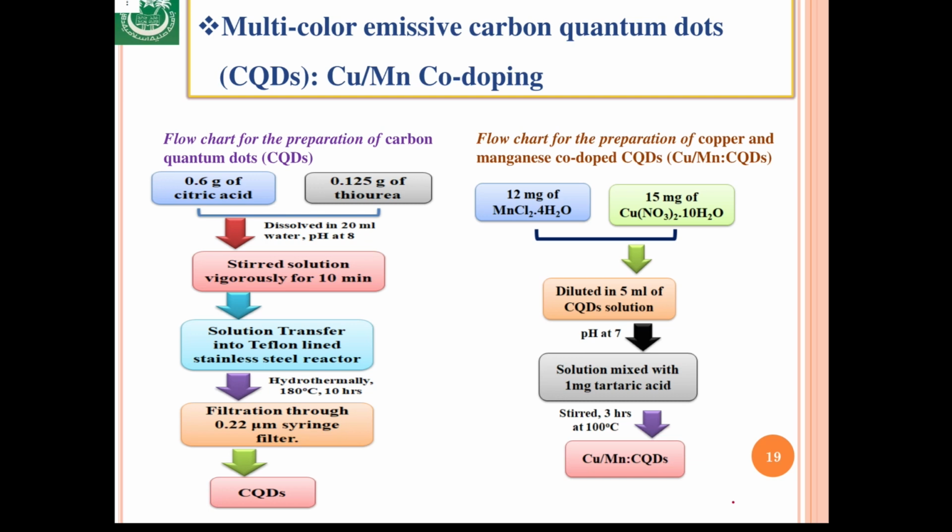In order to improve the luminescent property of these materials, carbon quantum dots, we synthesized the carbon quantum dots and doped them with copper and manganese, again following the hydrothermal method of synthesis. We basically prepared two samples, one undoped carbon quantum dots and the other carbon quantum dots which were co-doped with copper and manganese.